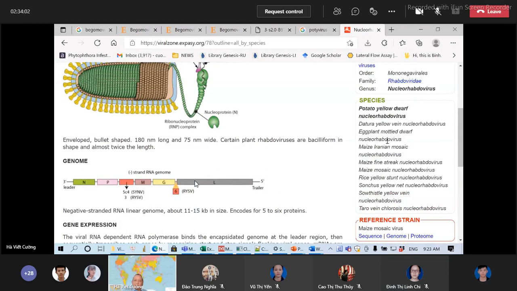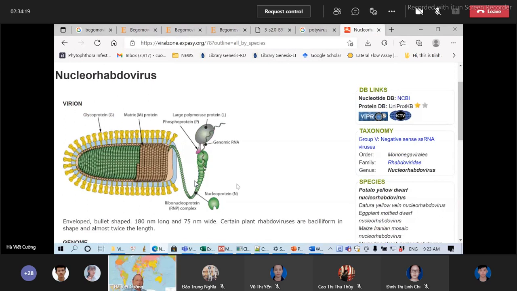Many species here. Of these species, okay, then the rice yellow stunt virus. Yep, stunt virus, nucleorhabdovirus. Okay, here you can see the morphology of this virus. The virus that attacks and causes rabies in humans is the same in that they belong to the same group.